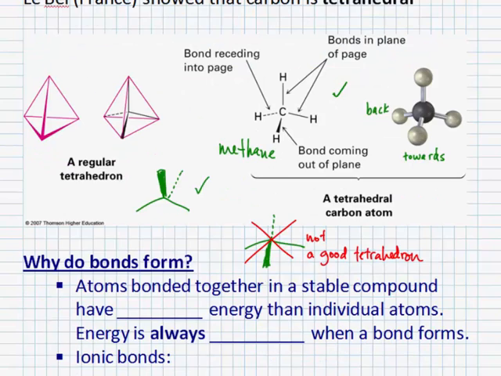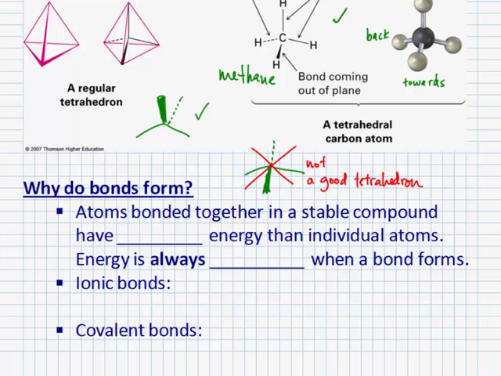That's going to be the most common tetrahedral way that we'll draw things. So let's start talking about why it is that bonds form, and we'll get into a little more of this in a bit. But it turns out that atoms bonded together in a stable compound is a favorable energetic change that's happened. They have lower energy than individual atoms. If I had CH4, comparing the CH4 with individual atoms, 1 carbon and 4 hydrogens, it'll be much lower energy with those atoms that have combined together.